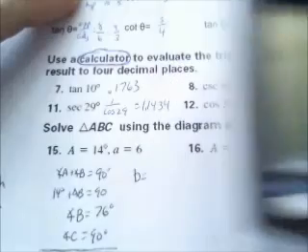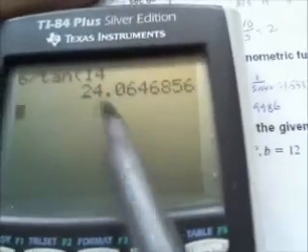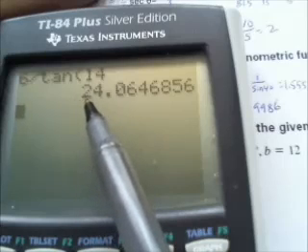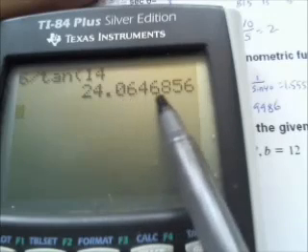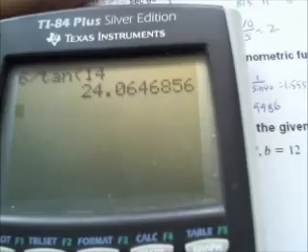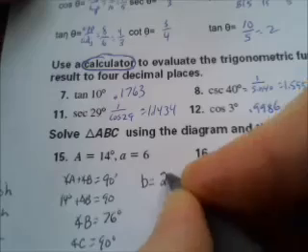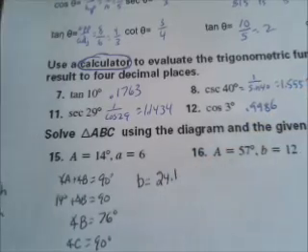And they want us to round these. It doesn't say how they want us to round these, so I guess we'll round them to the nearest tenth. So side B is 24, the 6 rounds the 0 up to a 1, so 24.1 would be how long side B is. 24.1.